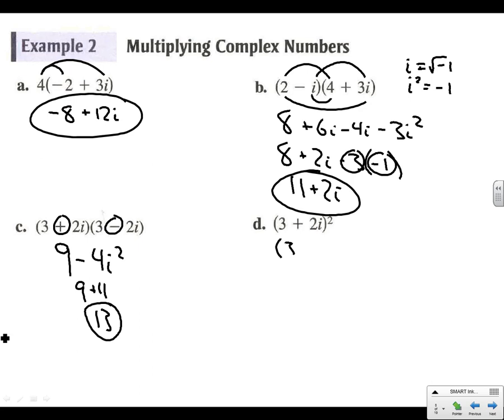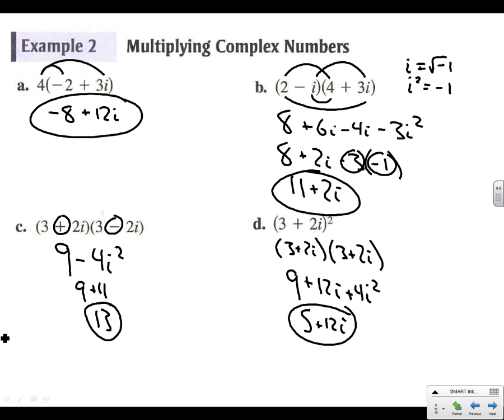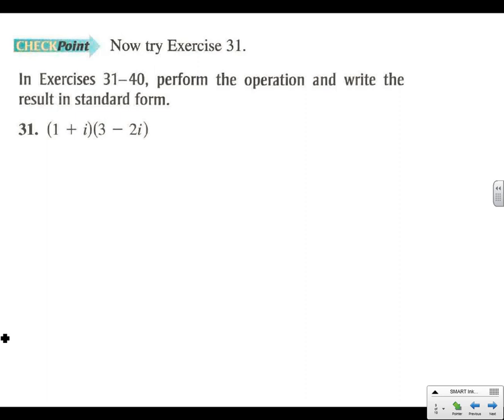This is 3 plus 2i times 3 plus 2i. Don't fall into the trap of just doing 3 squared and 2i squared. Gotta FOIL it. 9 plus, you're going to get 12i plus 4i squared. So that's going to turn into -4. So we're going to get 5 plus 12i. All right, your turn. Problem 31.